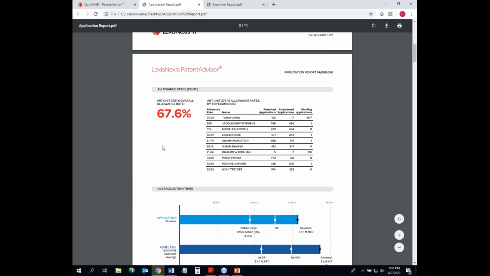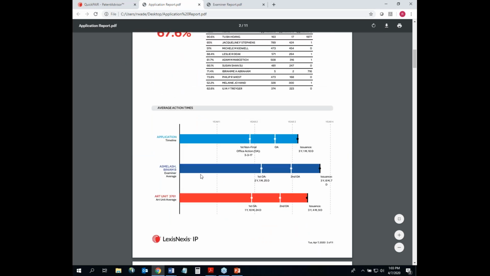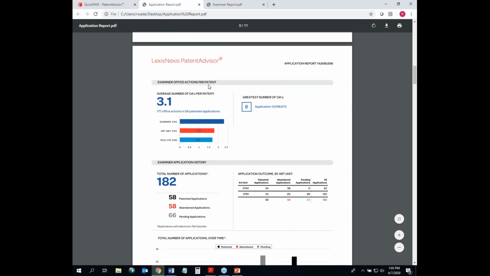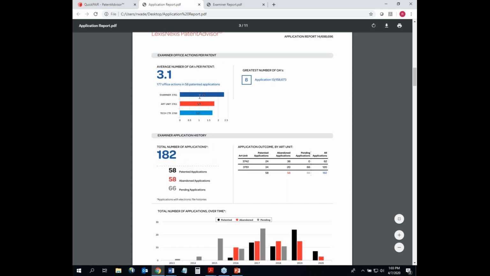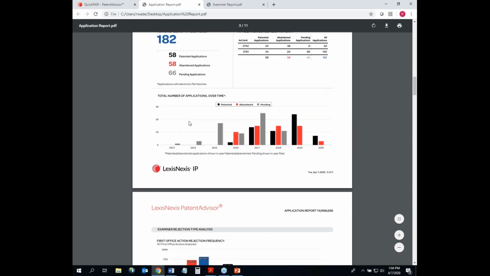Over here you have more about the allowance rate, average time. So this gives you that timeline, the average time for the application, the examiner, and the art unit. Examiner office actions. So this is going to tell you the average number of office actions for this particular examiner, and then where your and their greatest number. And then here you can also see the office action averages for the examiner, art unit. So there's just a lot of really helpful information here.